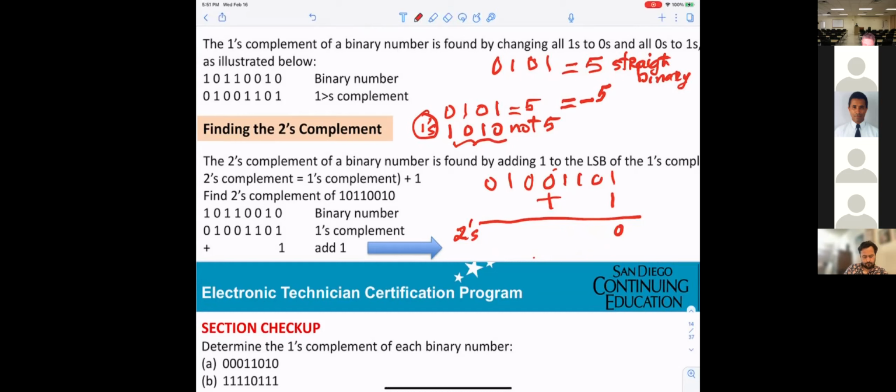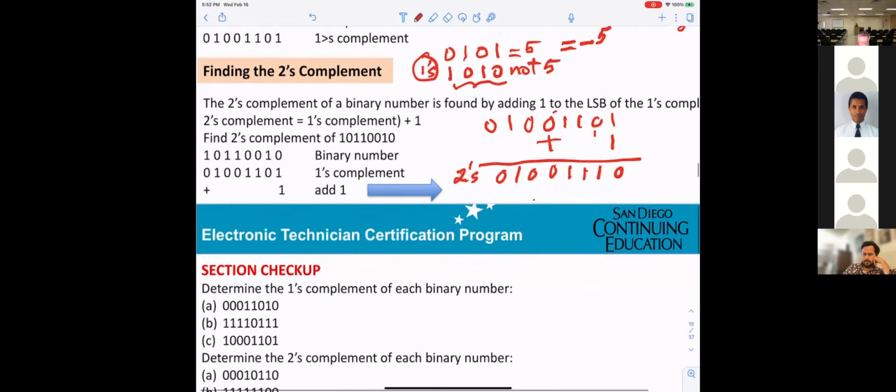Okay. 1 adding to 1, 0, carry 1. You add 1 to the next column, which makes it a 1. 0 adding to 1, 1. Everything else is the same. Everything will be the same. That means you get a 1 here, 1 here, 0 here, 0 here, 1 here, 0 here. Yay. Yeah, we got it. Okay.